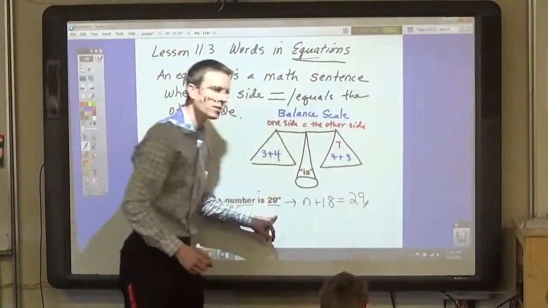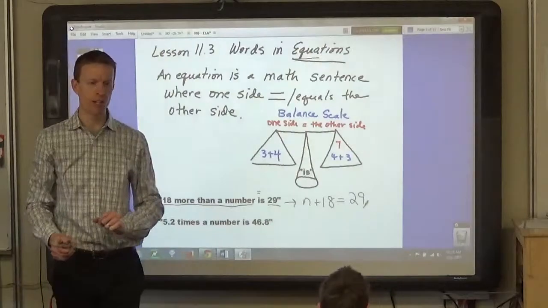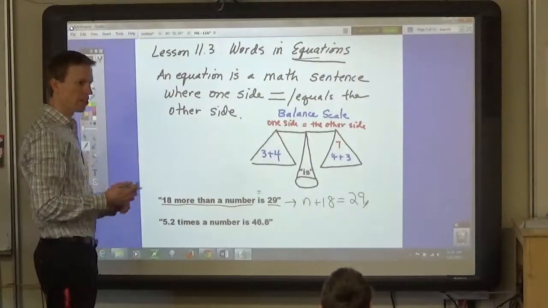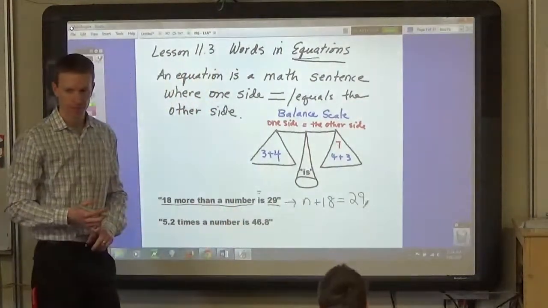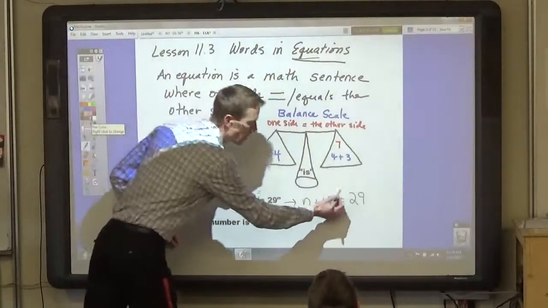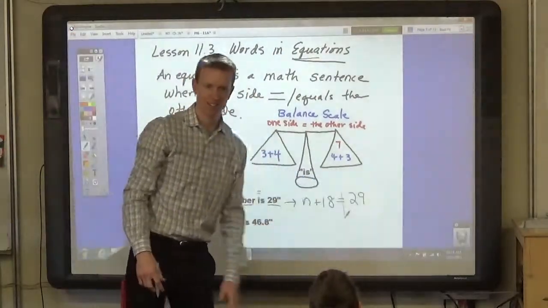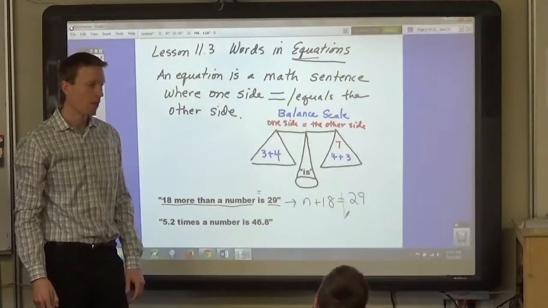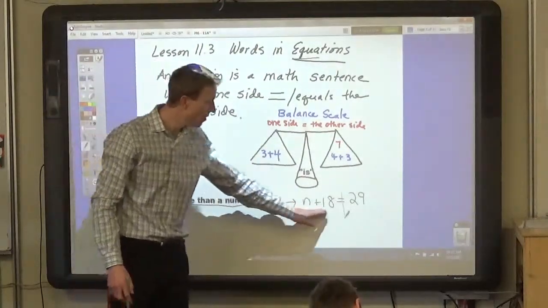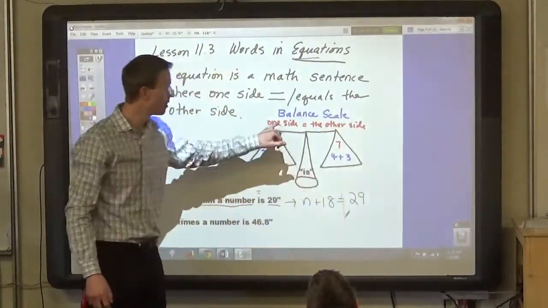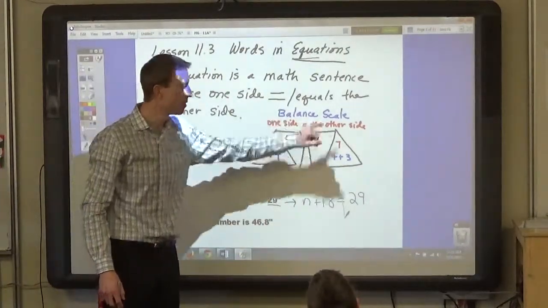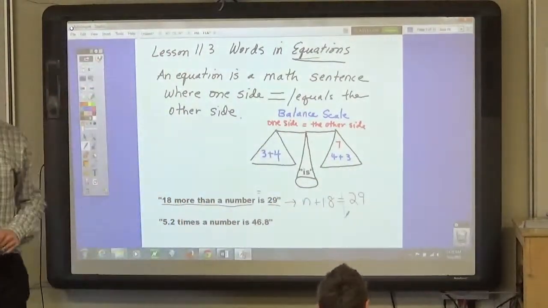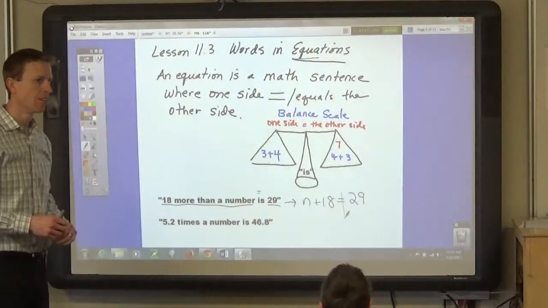Okay, now that's not the answer. That's not the answer in an equation. That's just the other side. It's the other side of the equation. Remember, an equation has two sides. A left side and a right side. One side and the other side. And we know, because it's an equation, that these two sides are what? Equal. They're balanced. Which is why we draw a scale as an example, or as a model for an equation. Okay?